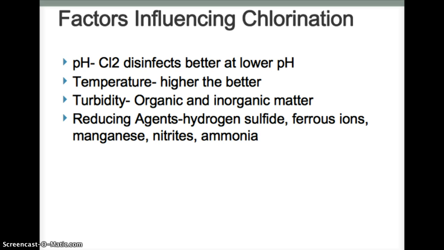So factors influencing chlorination: the pH. The chlorine disinfects better at lower pH. Chlorine is better at higher temperatures. The turbidity will affect the disinfection of chlorine, and by chlorination, it will decrease it. And the presence of reducing agents like hydrogen sulfide, ferrous ions, manganese nitrates, and ammonia will also decrease the effectiveness of chlorination.